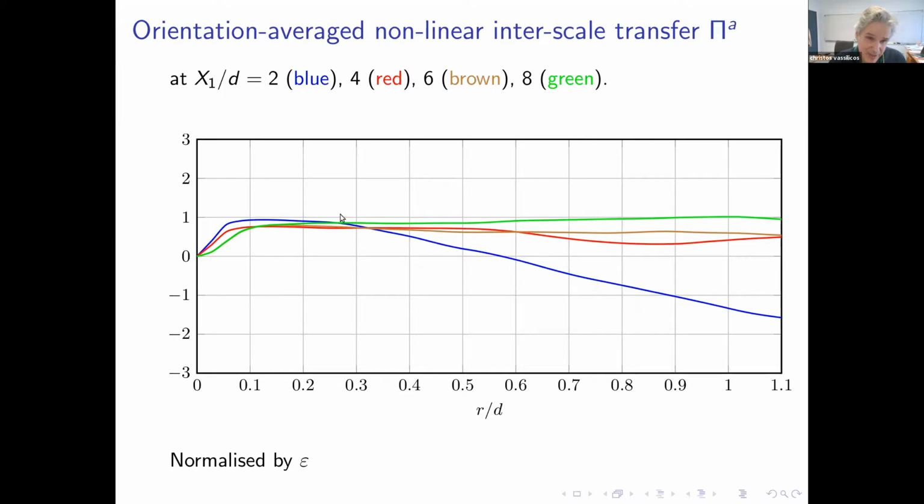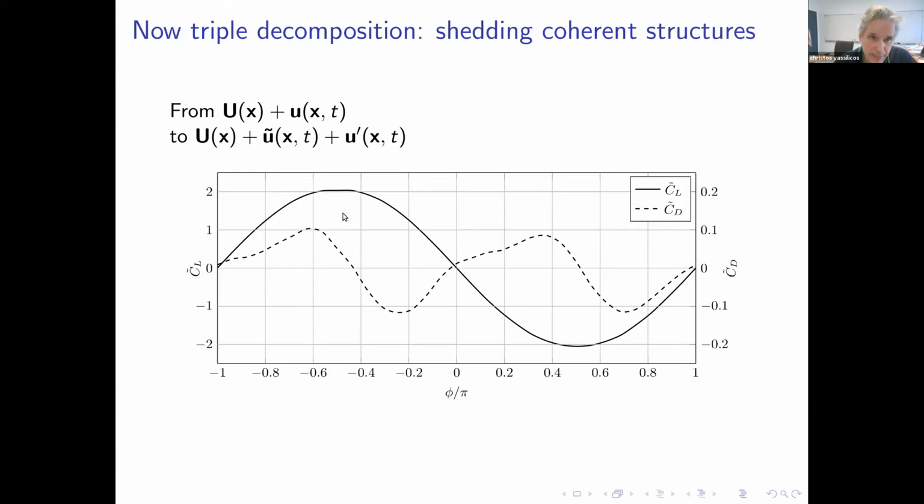So we also now looked at the triple decomposition to go deeper into this problem. So rather than say that I have my mean flow plus fluctuations, I move to decomposing the fluctuations into a coherent fluctuation and a stochastic one. And this was based on the fact that this particular flow, and of course this may not happen in every flow, the lift coefficient was following a pretty close sinusoid, and therefore it is possible to extract a phase.